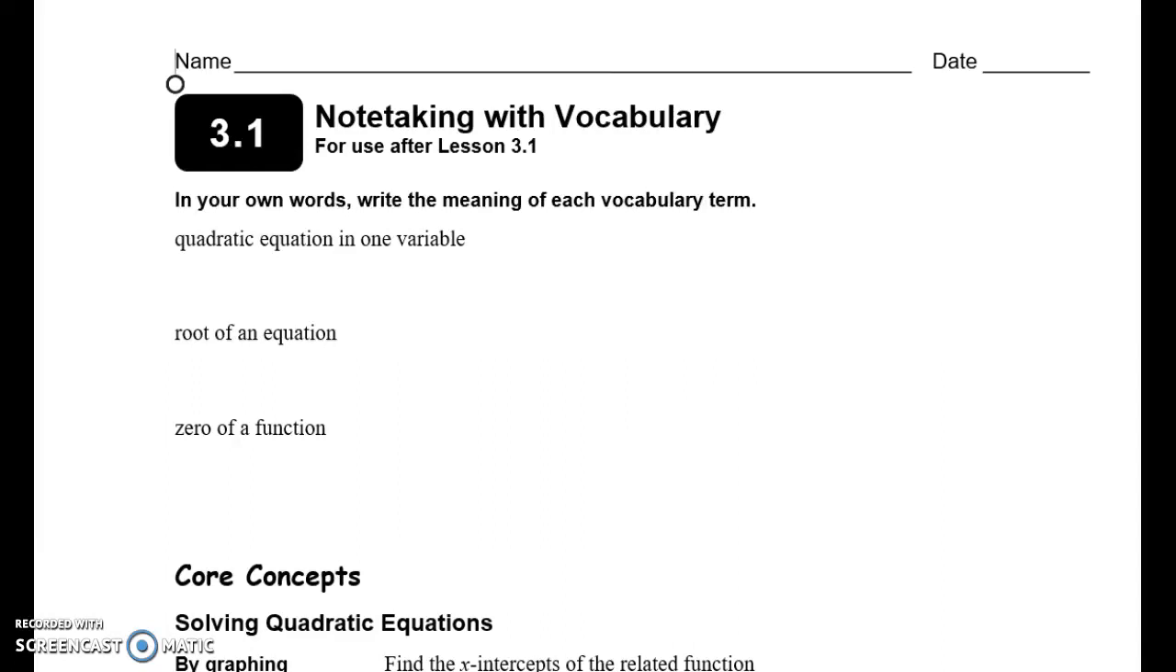Today we're going to begin Chapter 3, and you can see by your packet, Chapter 3 is pretty long. Now in Chapter 2 we started talking about quadratics and we graphed them. Here in Chapter 3 we're going to be solving quadratic equations. First, take a moment and copy down the definitions in your journal, page 47.